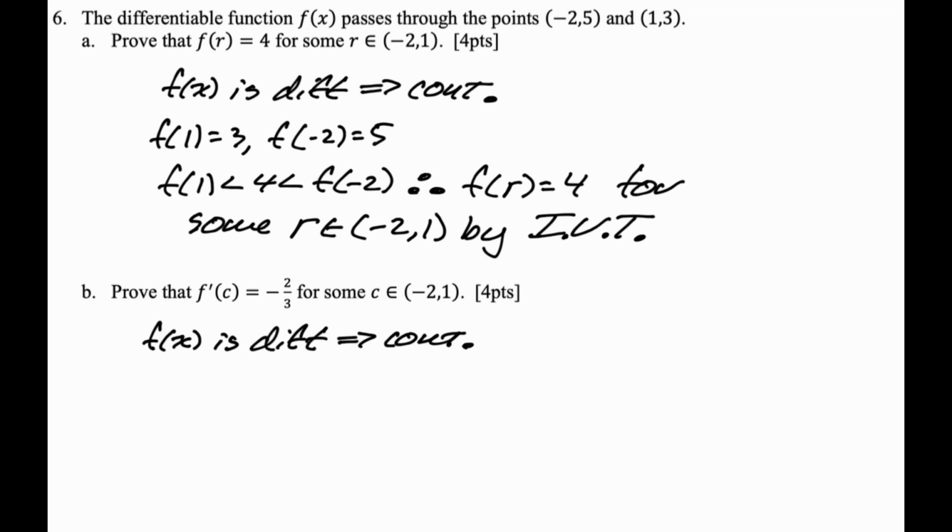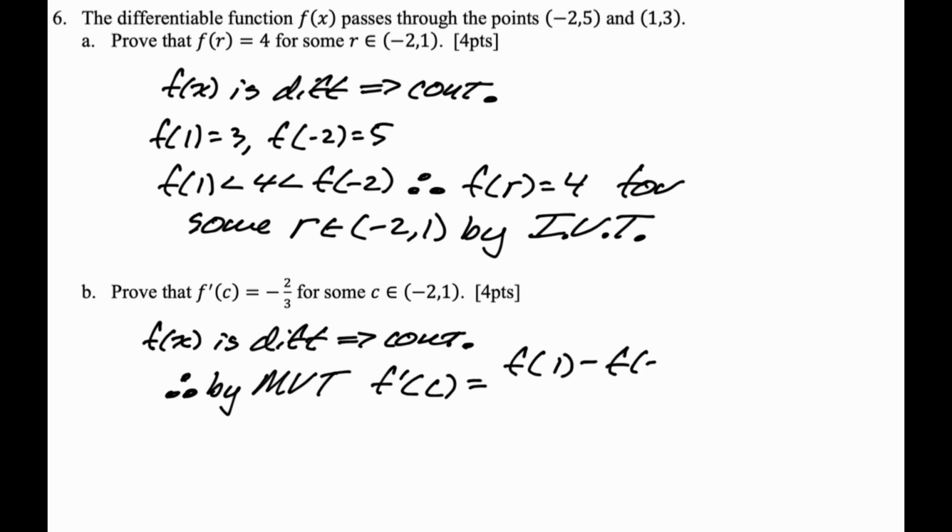So I'm using the mean value theorem, so I'm going to say, therefore, by the mean value theorem. And now I'm just going to write the conclusion, or the work step, I guess, of the mean value theorem. It's going to be that f prime of c is equal to f of 1 minus f of negative 2 over 1 minus negative 2. And then that is definitely equal to negative 2/3.